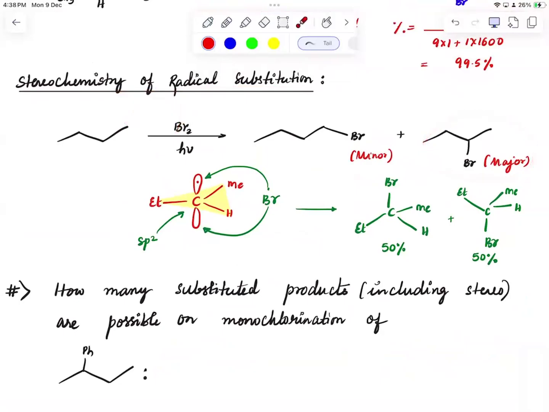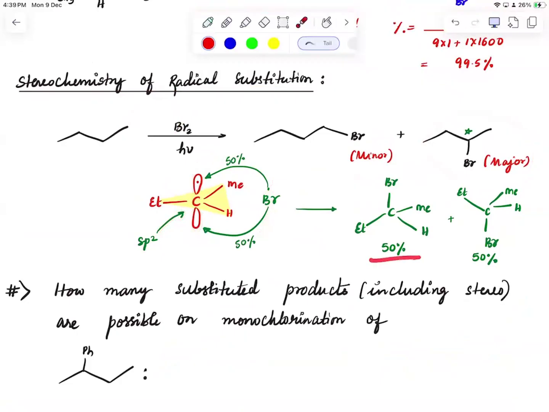But the major product is also gaining a chirality, which means at this position, when a radical is present, the radical carbon will be sp2 hybridized. And Br dot, which is coming with a single electron, could come and make a bond from the top or from the bottom of this orbital. So the chances are 50% from the top and 50% from the bottom.